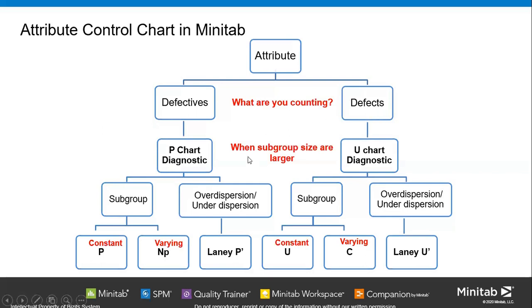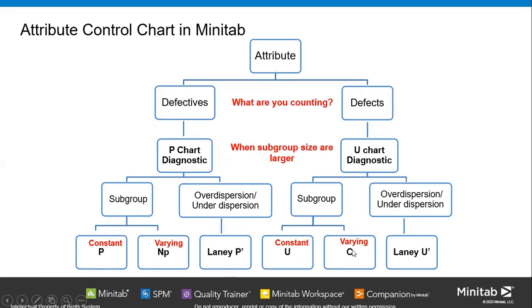And then for your information, in Minitab we have the P-chart diagnostic. If your subgroup size is larger, we have a tool for over dispersion or under dispersion. And if your subgroup is constant, you can go for the P-chart. If your subgroup is varying, not the same, you can go for the NP-chart. If you want to handle over or under dispersion, you can go for the Laney P-chart.